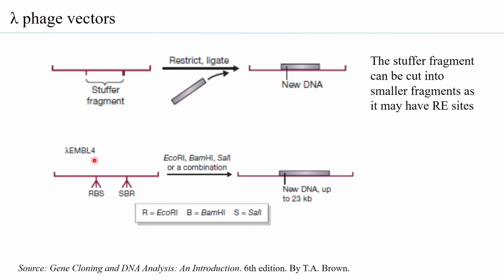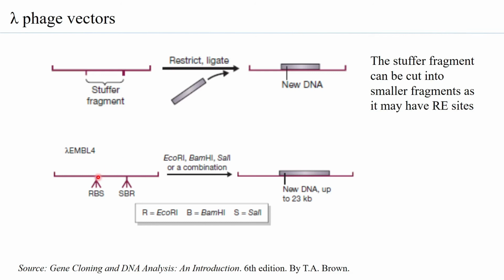So the example for this is lambda EMBL4. In lambda EMBL4, you have these two regions which have three restriction sites. One is for EcoR1, one is for BamH1, and one is for Sal1. And you have the same three, that is Sal1, BamH1, and EcoR1. So depending on if you're using Sal1, it will cut at this point, so it will remove this part. If you use BamH1, again it will cut and it will remove this. So you can use either of the three restriction endonucleases to remove the stuffer fragment. So this is a stuffer fragment.